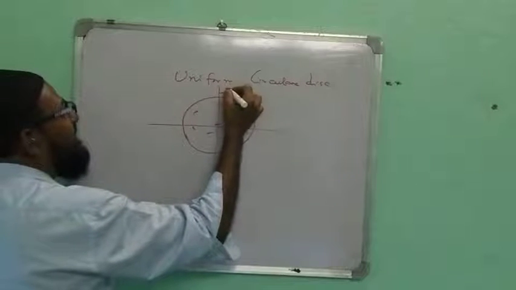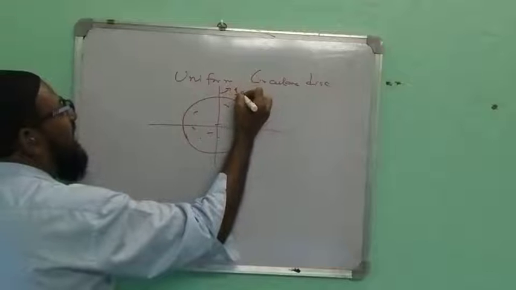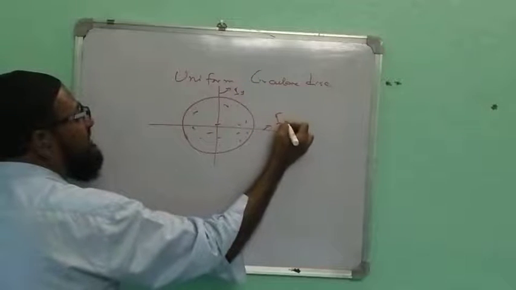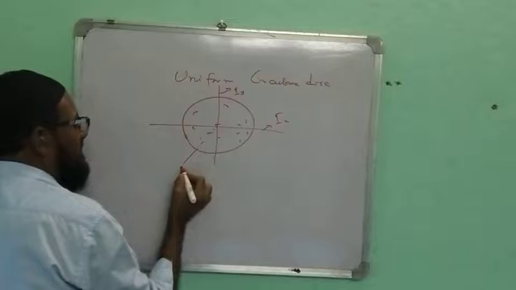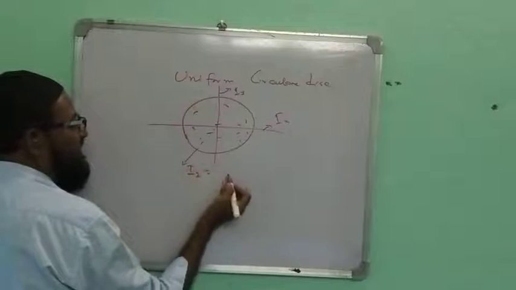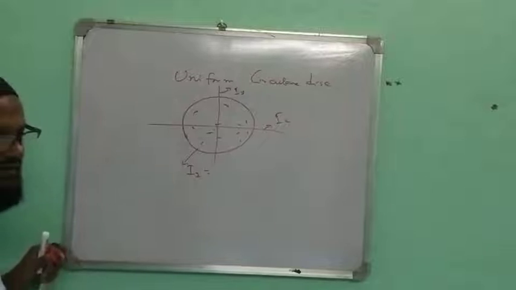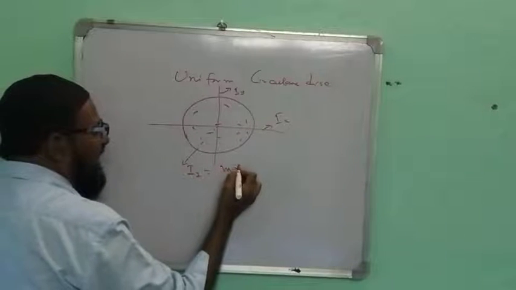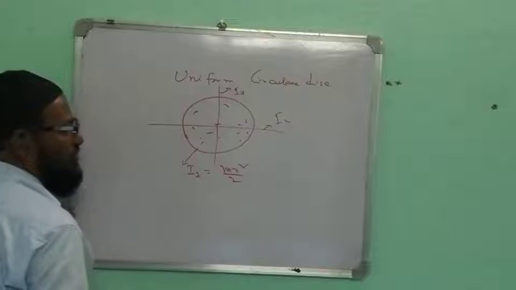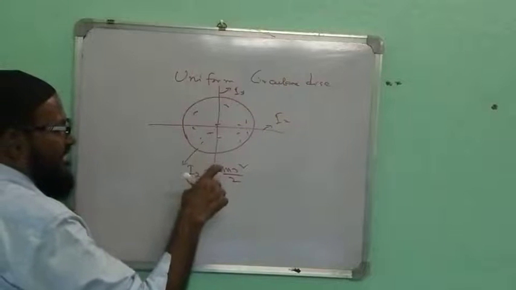I am writing this: this is Iy, this is Ix, this is Iz. What is the formula of Iz for a circular disc? M R square by 2.